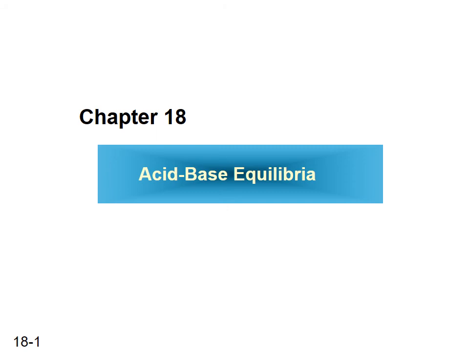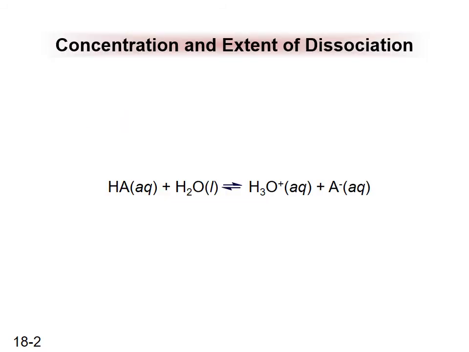Chapter 18, Acid-Base Equilibrium. Here shows an acid dissociation reaction to generate hydronium ions. As we have seen, the acid constant is a measure of the strength of the acid, and it tells you the ability of an acid to dissociate and generate hydronium ions.